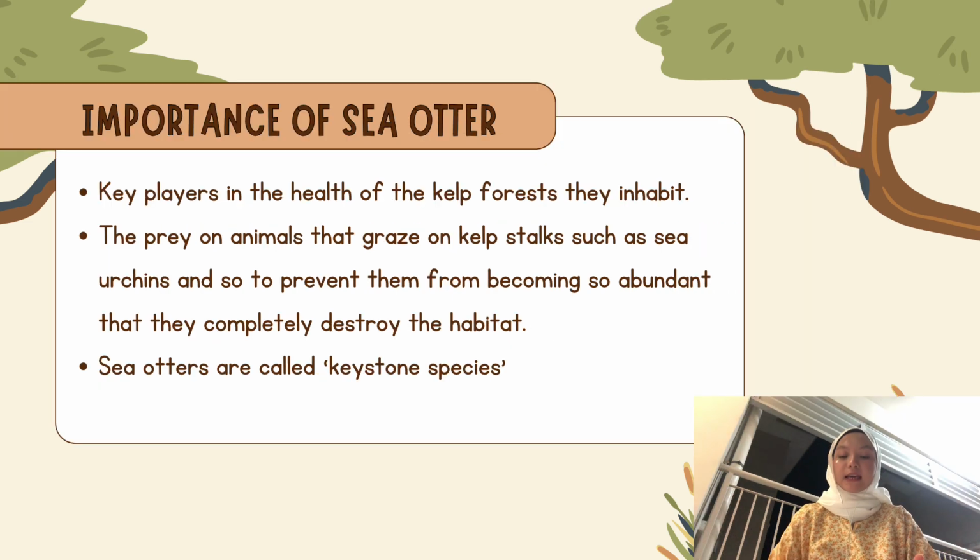Next, I will be talking about the importance of sea otter. So as I said before, sea otters spend most of their time in the water. So basically, they are the key players in the health of the kelp forest they inhabit. For example, they prey on animals that graze on kelp stalks, such as sea urchin, to prevent them from becoming so abundant that they completely destroy the habitat. So basically, sea otters are called a keystone species.